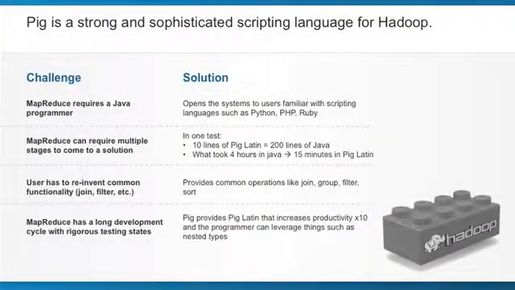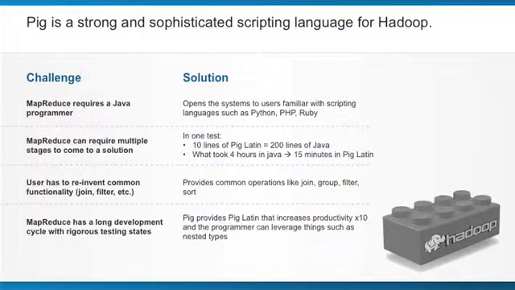So where is the motivation behind Pig? Really, MapReduce requires a Java programmer. So the solution was to create a system where users are familiar with scripting languages, like Python, like Ruby, or PHP. And as we go through today, I'll show you a lot of examples where Pig is very familiar to something like Python. Now, MapReduce can require multiple stages to come to a solution.